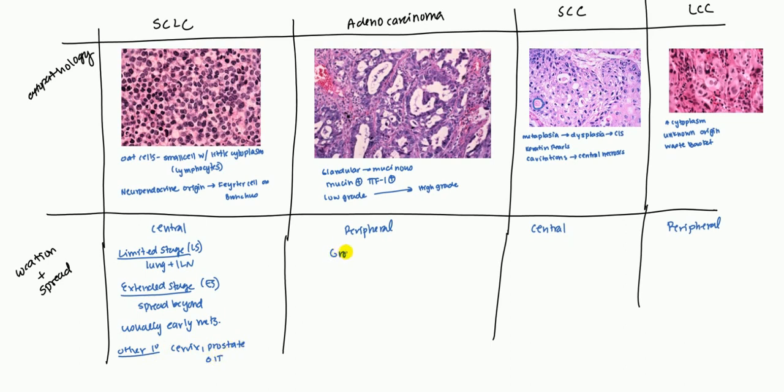Okay, so adenocarcinomas are peripheral and grow slowly. However, they do metastasize early. There's actually a variant that is important to mention. It's called bronchoalveolar carcinoma, or BAC. This is a lighter version of adenocarcinoma. It's kind of an in situ type of carcinoma, and it tends to have a better prognosis.